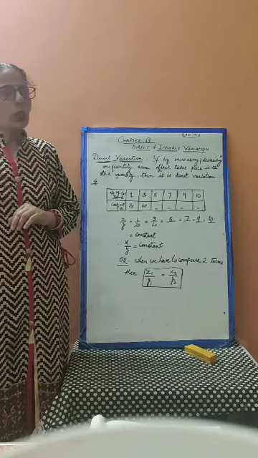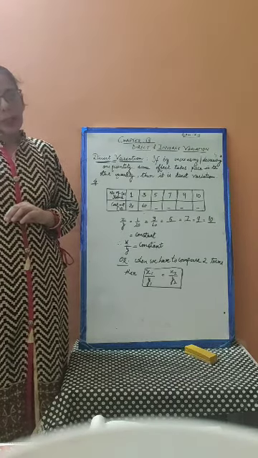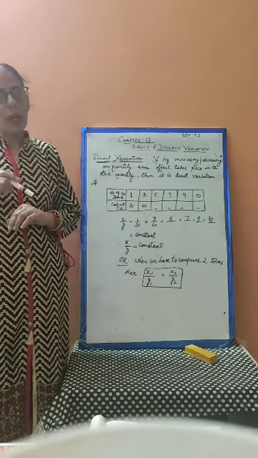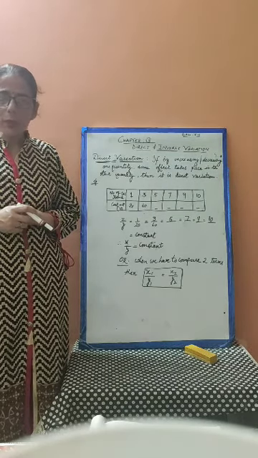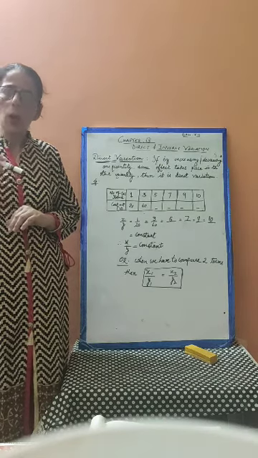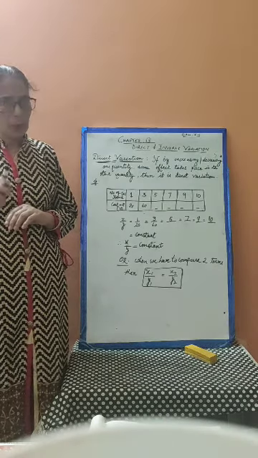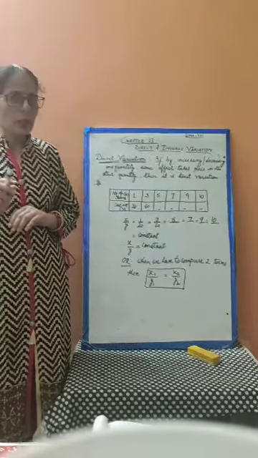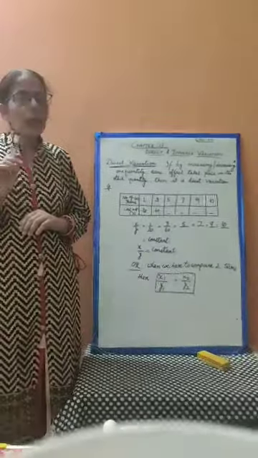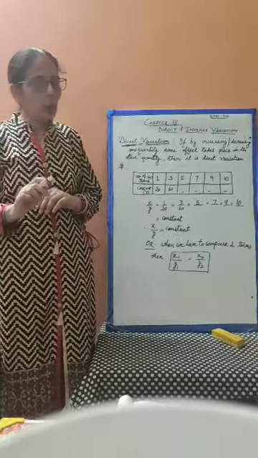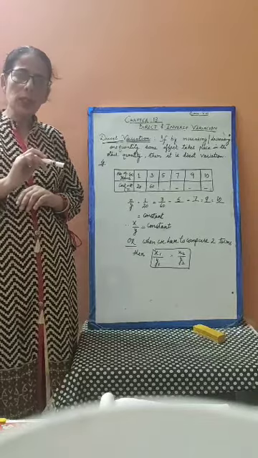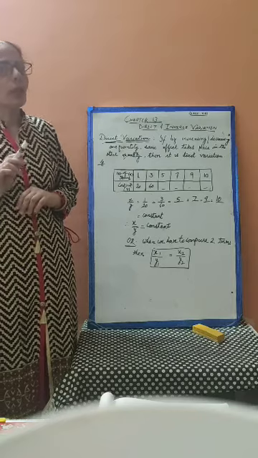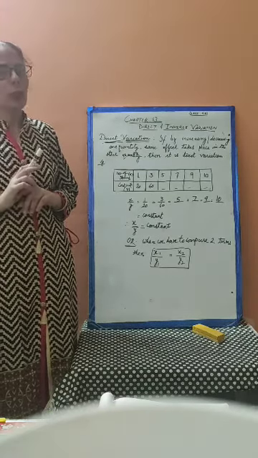If with 2 liters of petrol my car can move up to 25 kilometers, and I have 1 liter of petrol, will my car move more distance or less distance? Because petrol is less, the distance will also be less. So this is direct variation. Whatever kind of change there is in the first quantity, the same kind of change is there in the other quantity.